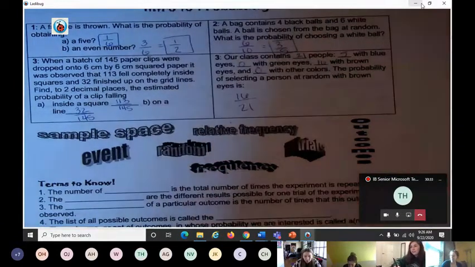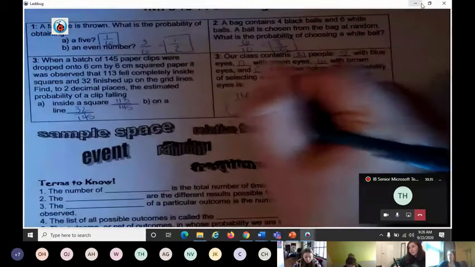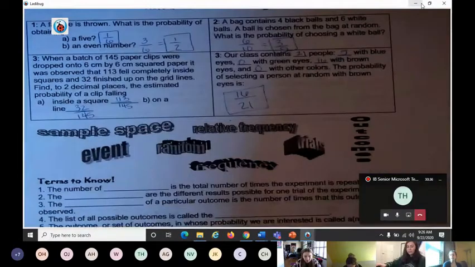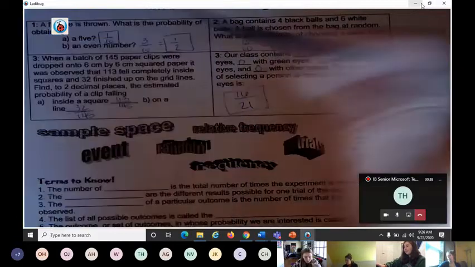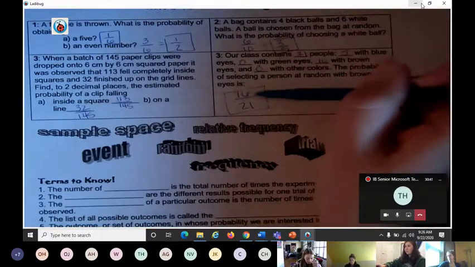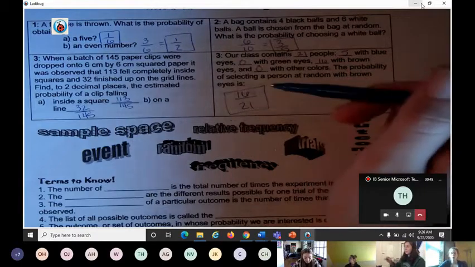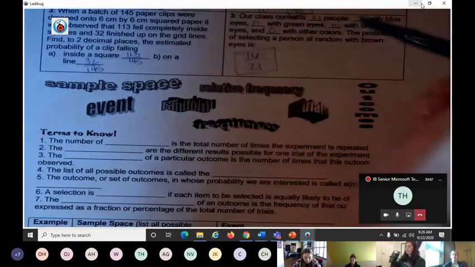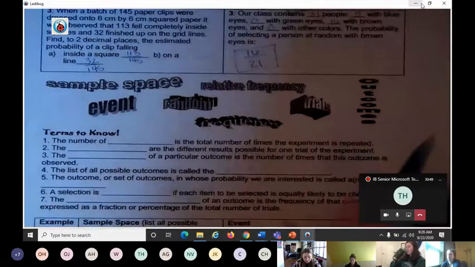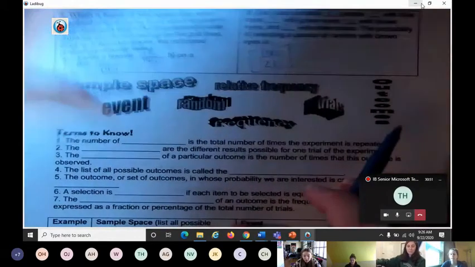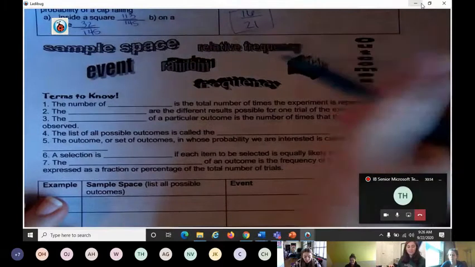Okay, so good job. All right, excellent. So probability, we're taking the smaller group that it's asking about and dividing it by the total sample space, okay? So let's go over these terms so that we can more specifically talk about probability instead of the basic understanding we have at the top.